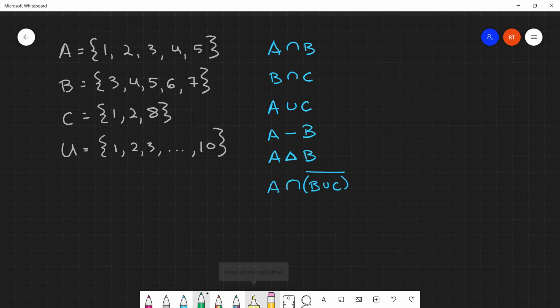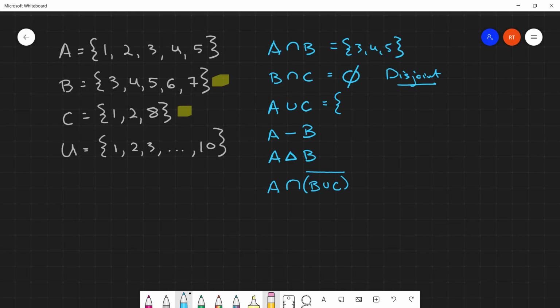So A intersect B is the set of elements in both A and B. That's the set 3, 4, 5. B intersect C is the set of elements in both B and C, but there are no elements in both, so that set is empty. Whenever two sets have an empty intersection, we say those sets are disjoint.